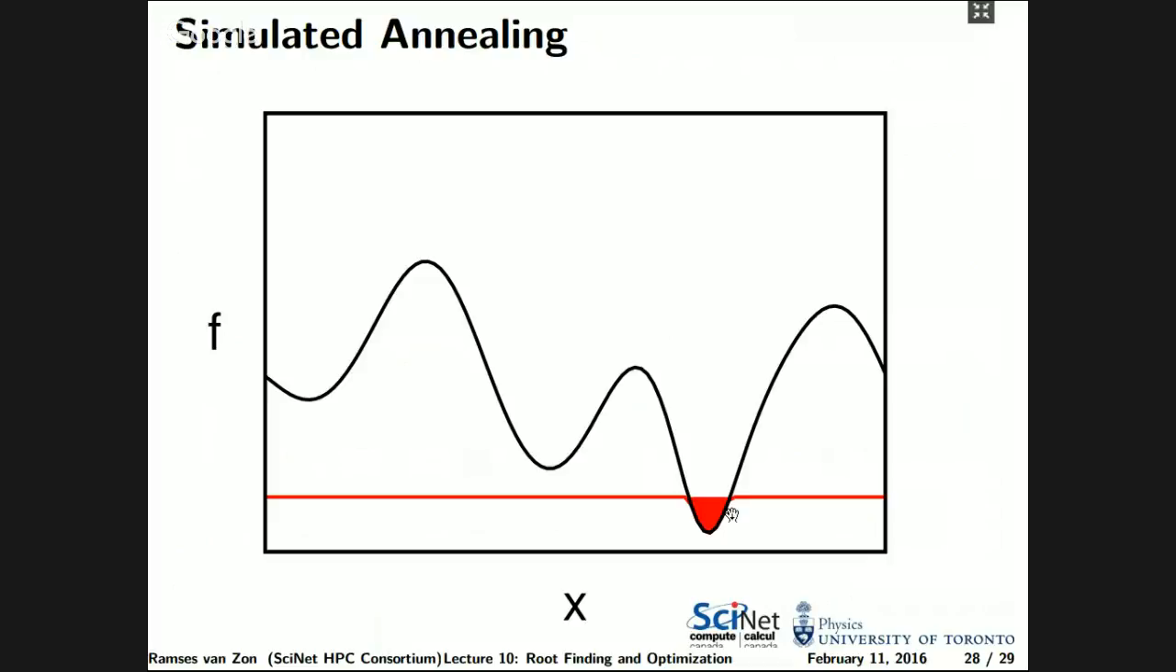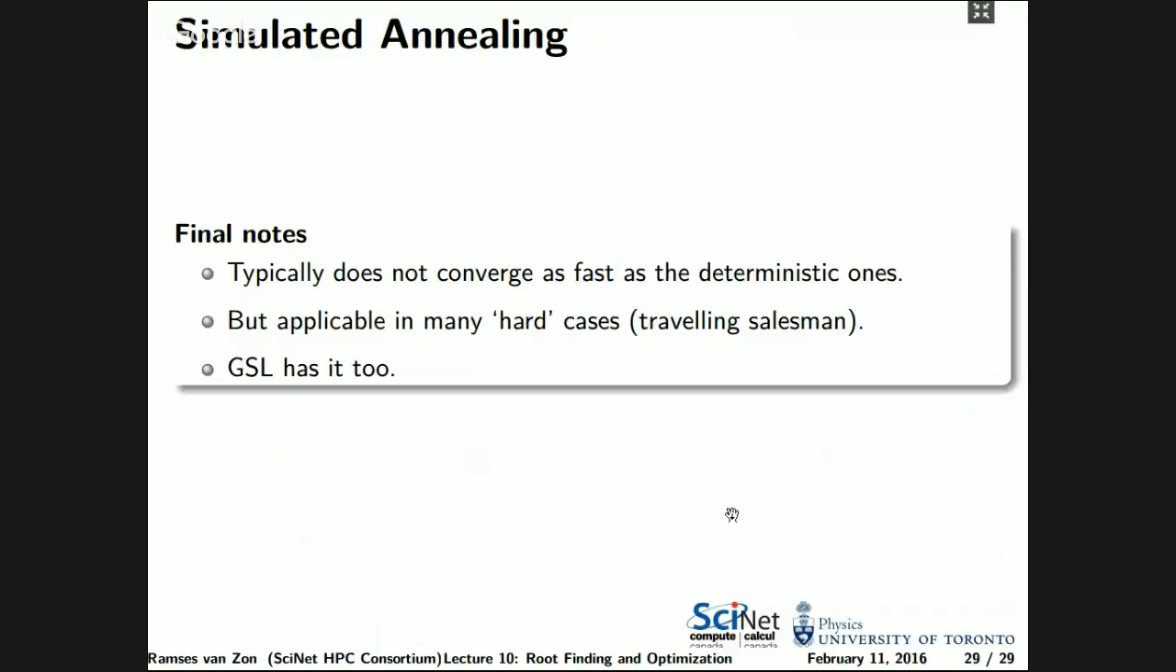The reason that nature is better than that is the fact that it does this random motion. Yeah, this Brownian motion. Great. So GSL has simulated annealing too. It really helps. It converges slowly. So if you only have one minimum, you wouldn't use it. But if you have this problem of finding the minimum, it solves a lot of things.